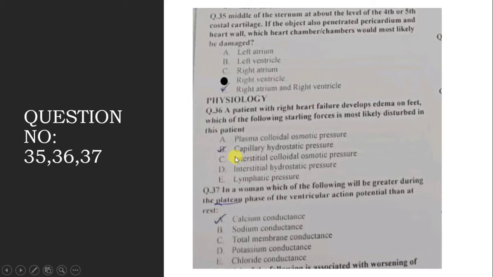Moving toward the physiology section, a patient with right heart failure develops edema on the feet. This is the third time this question is being repeated, and the answer is going to be the capillary hydrostatic pressure. Question 37: in a woman, which of the following will be greater during the plateau phase of the ventricular action potential than the rest? Calcium conductance, sodium conductance, total membrane conductance, potassium conductance, chloride conductance.